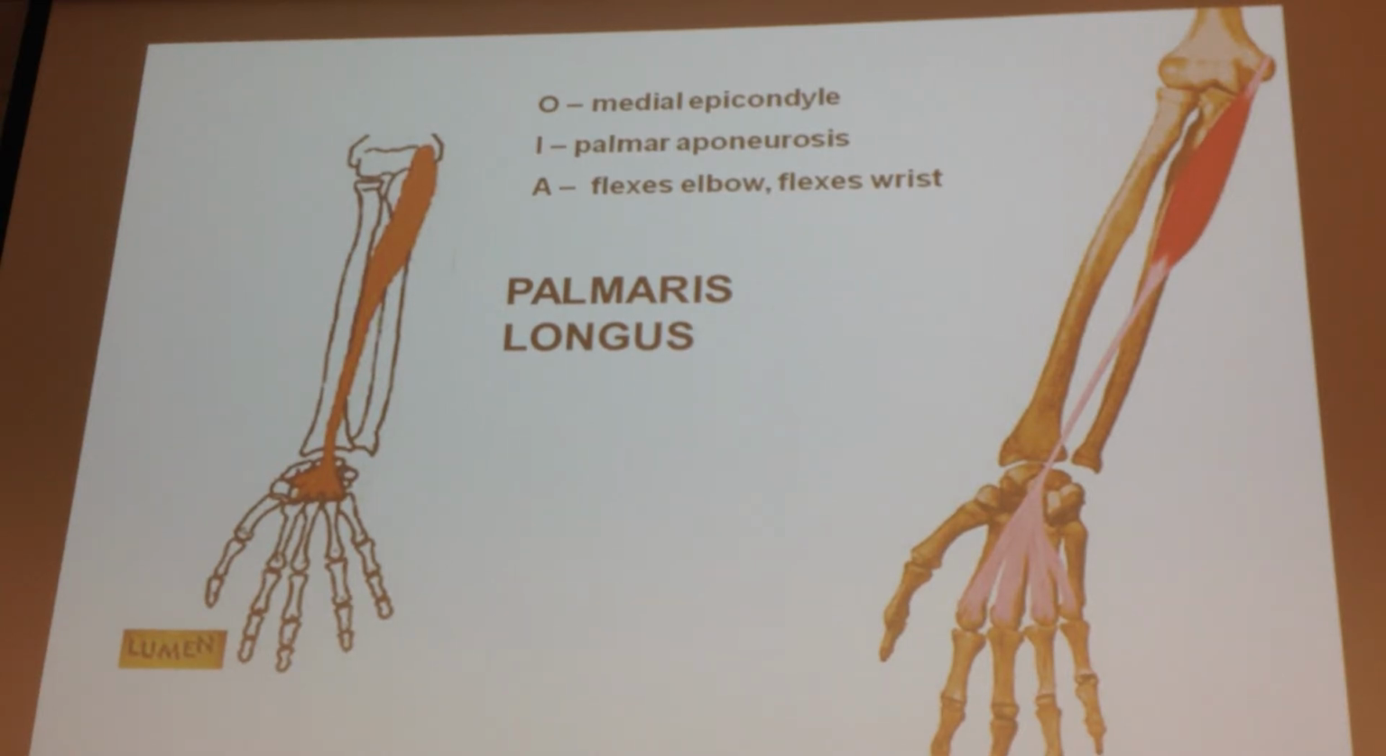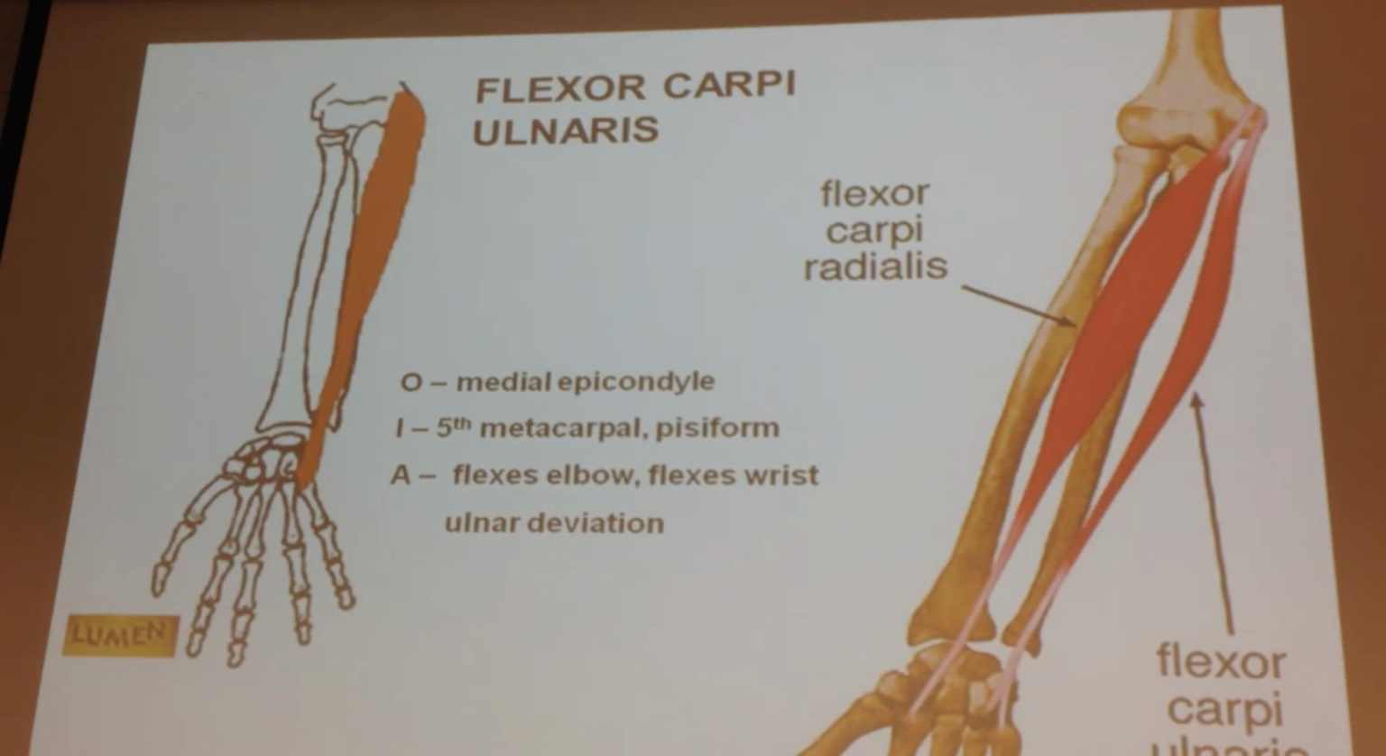And then the most medial muscle is flexor carpi ulnaris. So both of them are coming off of the medial epicondyle. Flexor carpi radialis goes to the 2nd and 3rd metacarpals, more lateral. Flexor carpi ulnaris goes to the 5th metacarpal and the pisiform, that little bump. Same function, flexion of the elbow, flexion of the wrist, but now it does ulnar deviation.